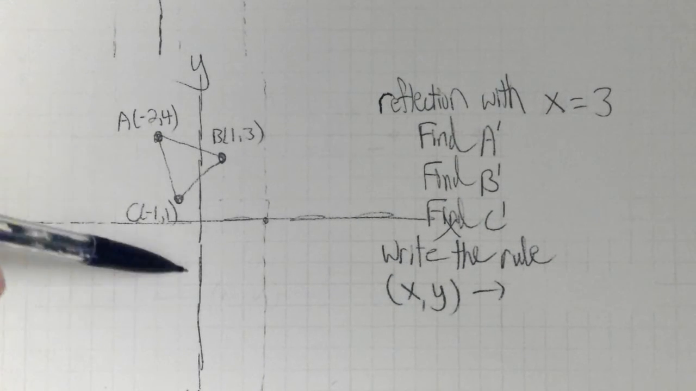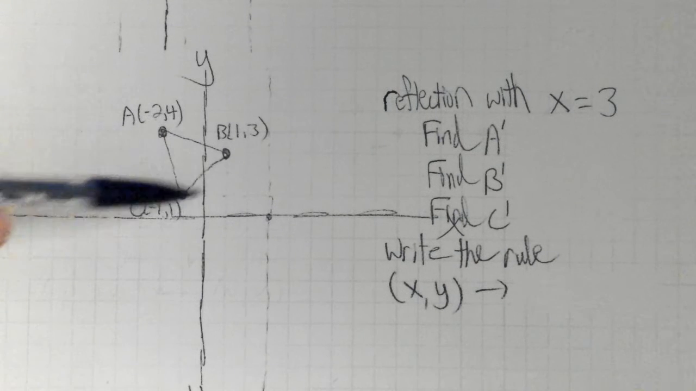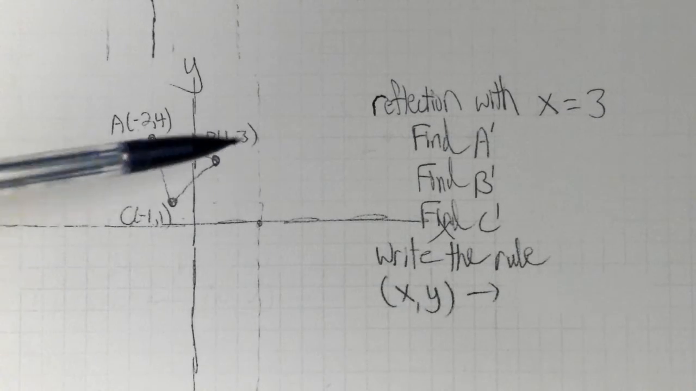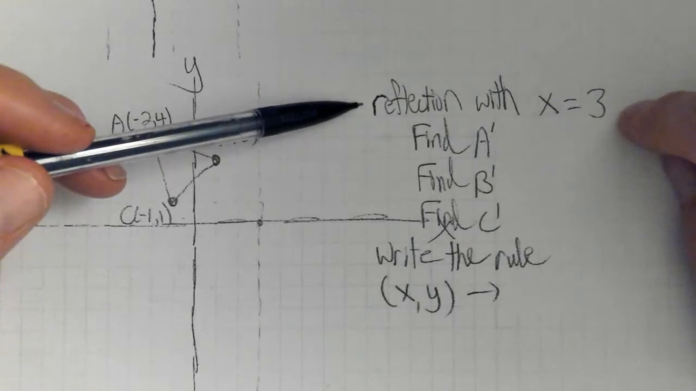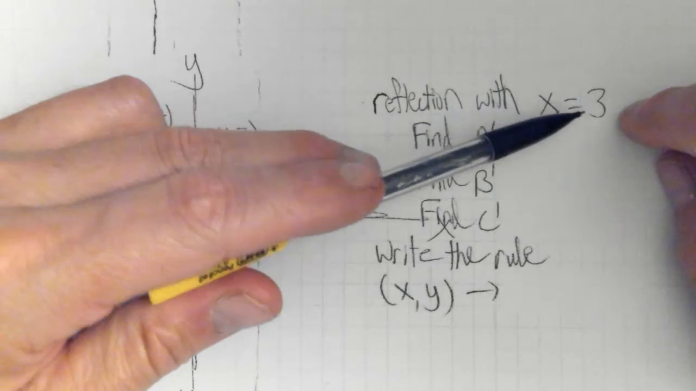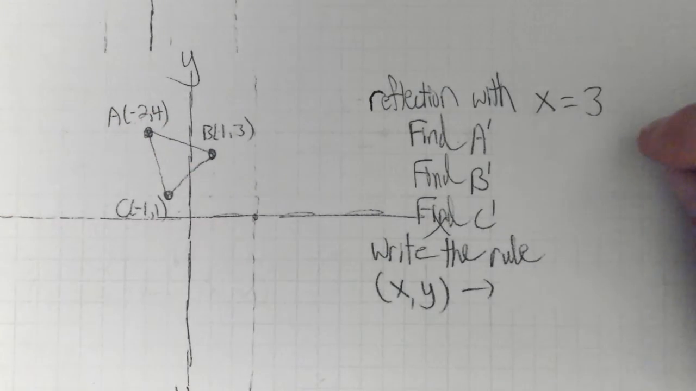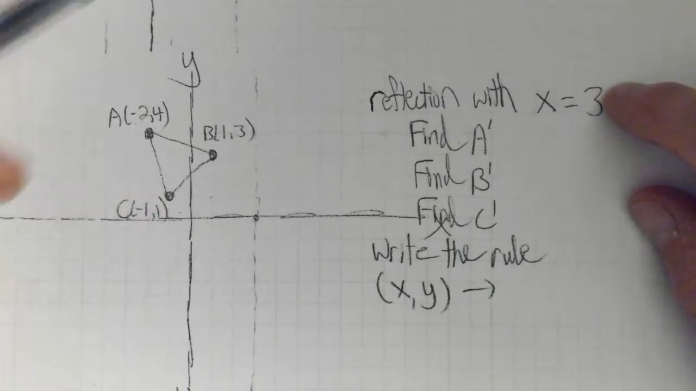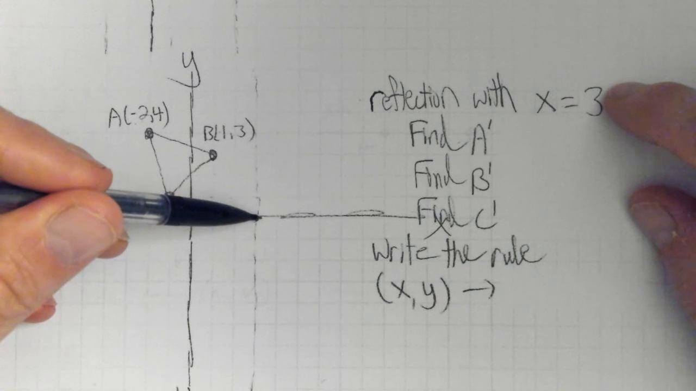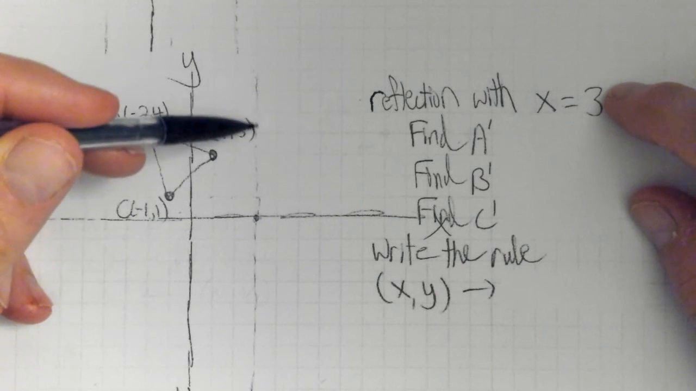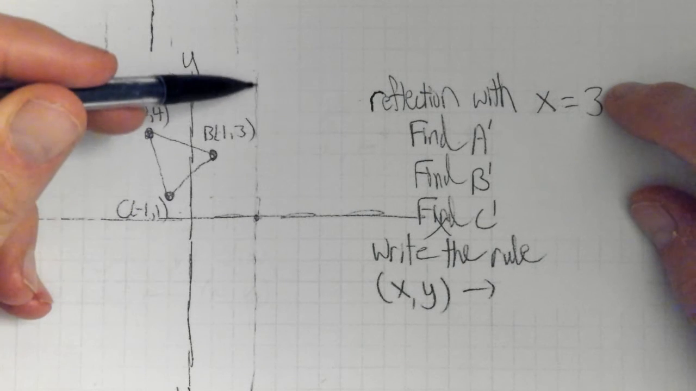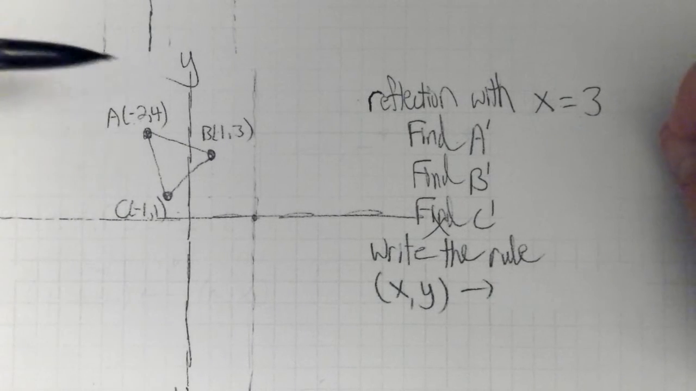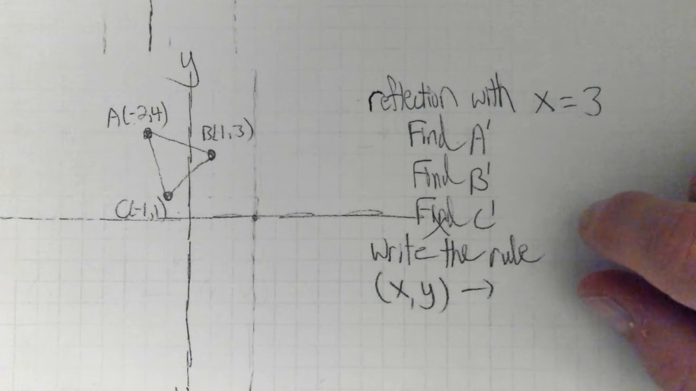Alright, so in this first problem, here's my triangle. All 3 of the points, the vertices, are labeled with the coordinates. They're telling me that we're going to do a reflection with the line x equals 3, and I have to find all the prime points. Before I proceed any further, I need to figure out where the line x equals 3 is. We'll go over 1, 2, 3 on the x-axis, and then draw a vertical line through it, right? So there is the line x equals 3. That's the line that I'm reflecting through. That's the line that I'm flipping across, right?